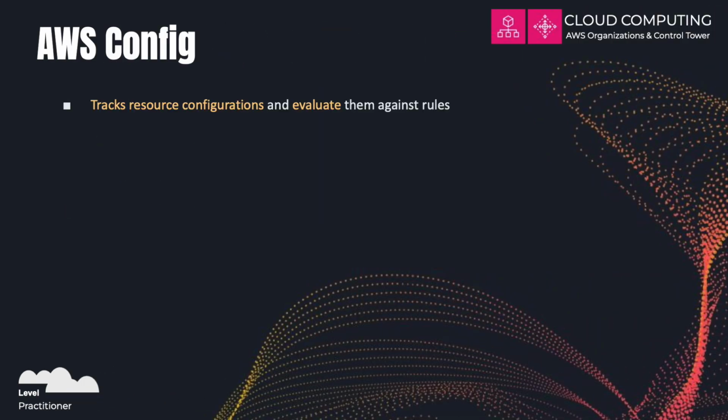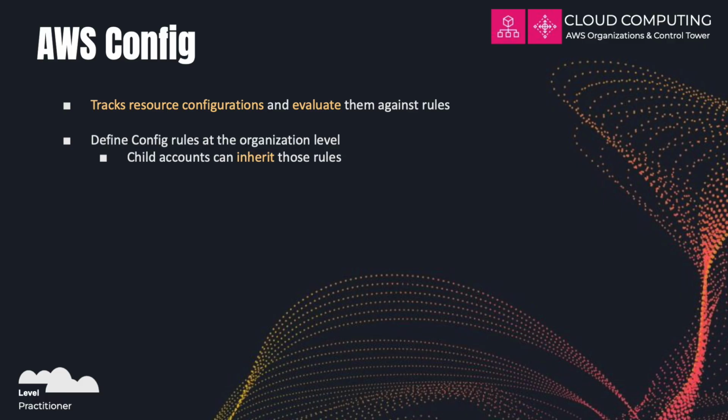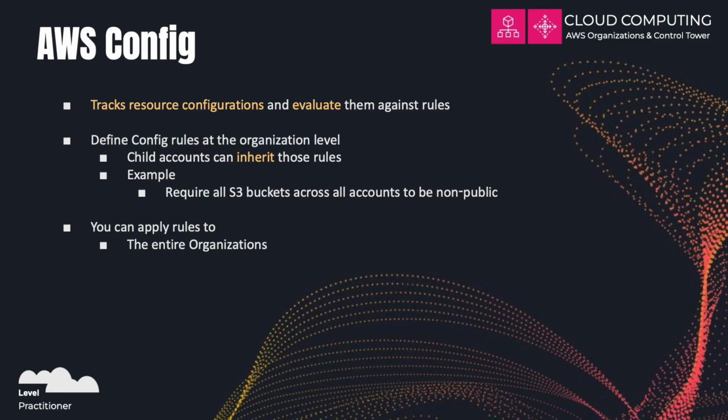AWS Config tracks the configuration of your resources and checks whether they follow certain rules. With Organizations, you can define Config rules at the organization level, so child accounts can inherit those rules automatically. For example, you can say all S3 buckets across all accounts must not be public, and then check for violations from a central place. You can apply some rules to the entire organization, some only to specific accounts, and others to specific OUs. It's all about the control and flexibility that it gives you.